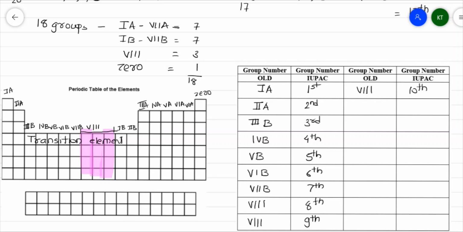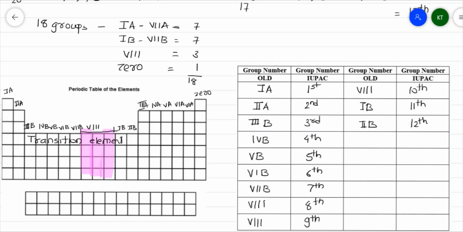Then the next one is the first B. Next is first B, that's been given the 11th, and second B has been given as the 12th. So these are how your transition elements have been named, from third B to second B, that is all the B group elements, which start from the third group to the 12th group.